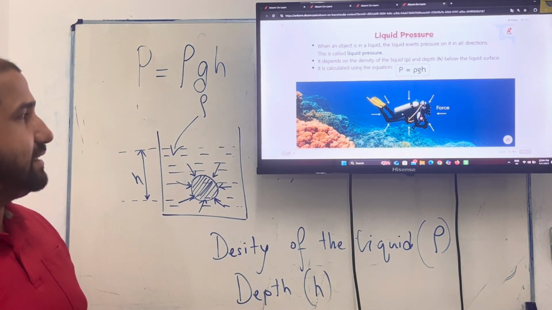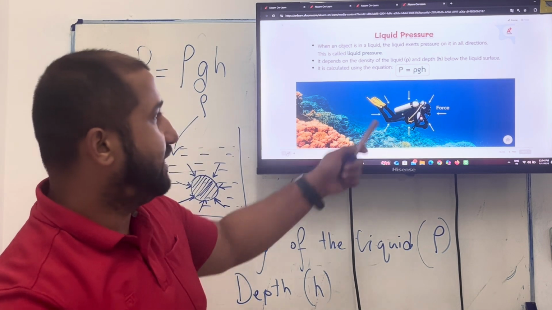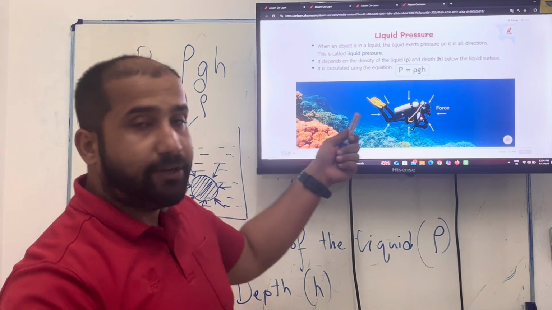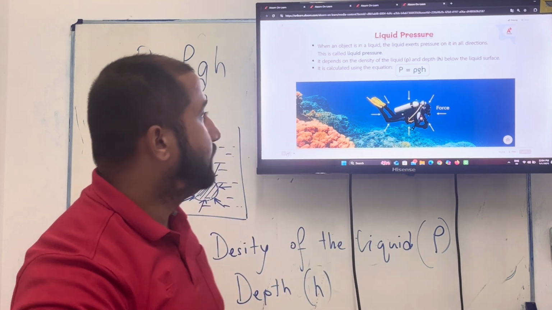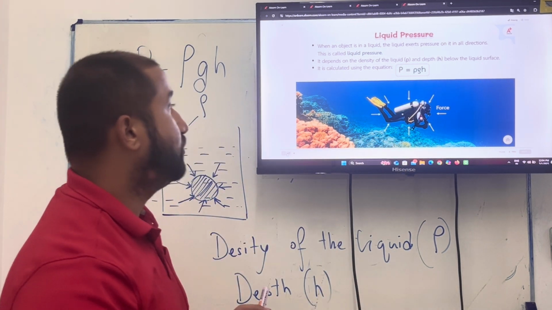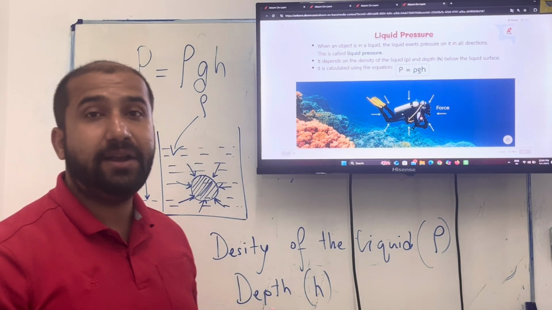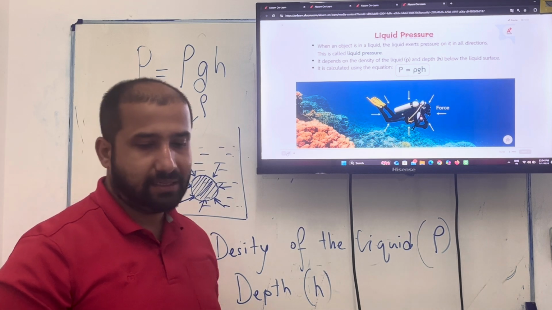Now, as you can see, a scuba diver is diving under the water. His body will be exerted force from all the different directions. That means he is experiencing liquid pressure under the water.